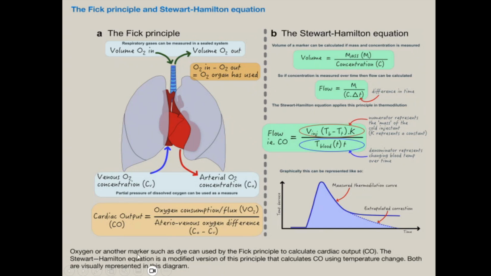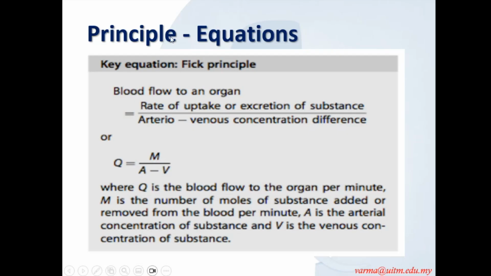Oxygen or another marker such as dye can be used by Fick's principle to calculate cardiac output. The Stewart-Hamilton equation is a modified version of this principle that calculates cardiac output using temperature change. Both are visually represented in this diagram. So the key equation principle: blood flow to an organ equals the rate of uptake of oxygen or substance divided by the arteriovenous concentration difference.